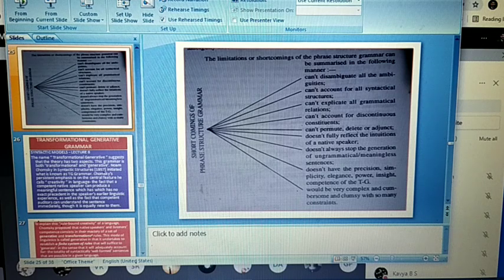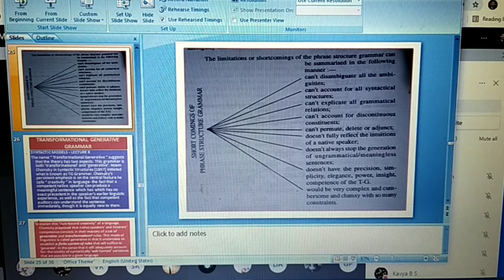Number 2, can't account for all syntactical structures. Look at different sentences, my dear students. Simple sentence you have, complex sentence you have, compound sentence you have, then again you have complex compound. So all these sentences cannot be explained by phrase structure grammar. Phrase structure rules are limited and all sentence types cannot be explained by phrase structure grammar.